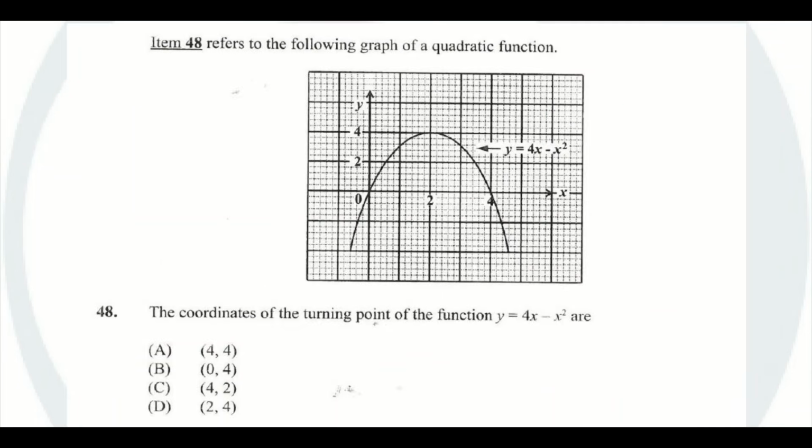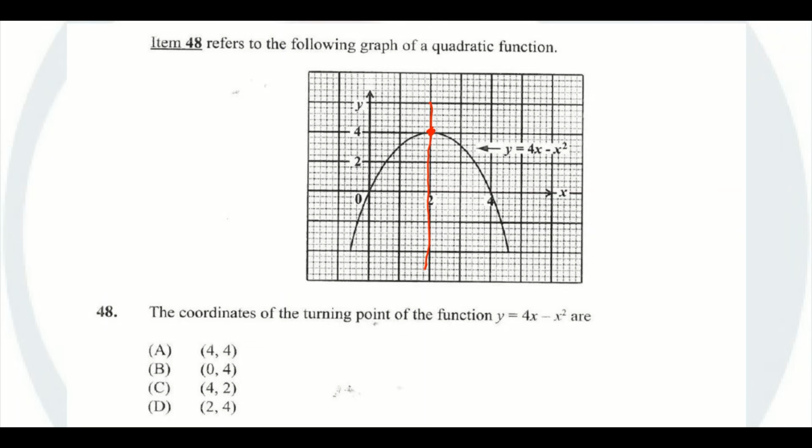Item 48 refers to the following graph of a quadratic equation. The coordinates of the turning point of the function y equals 4x minus x squared are. Now you don't have to work this out. You can just look at the graph, find the axis of symmetry. So right here is going to be your axis of symmetry. We know right at the maximum point here, that will give us our turning point.